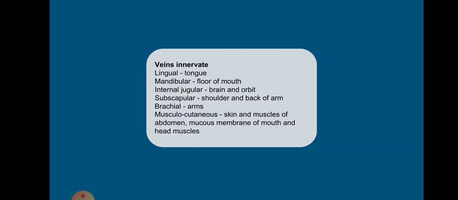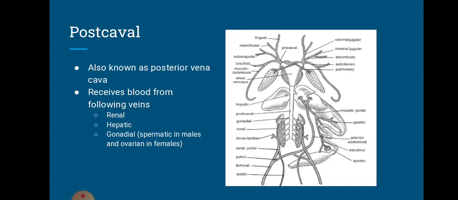So these veins collect blood from these parts of the body, that is from the tongue, floor of the mouth, brain and orbit, shoulder and back of the arm, arms, skin and muscles of the abdomen, mucous membrane of the mouth and head muscles. And the collected blood is poured into the precavals, and through precavals it reaches the heart.